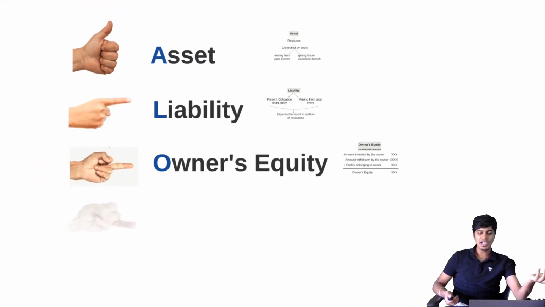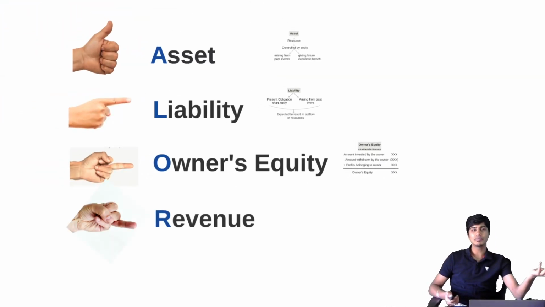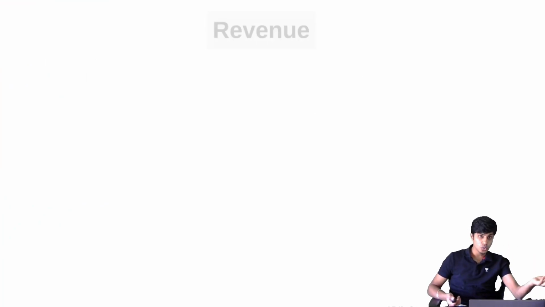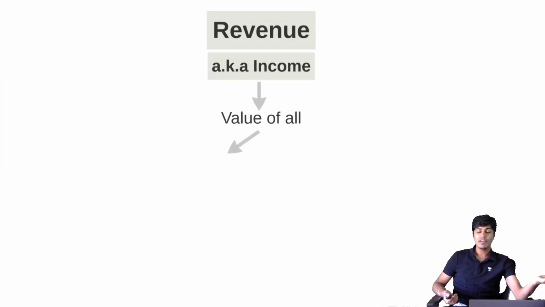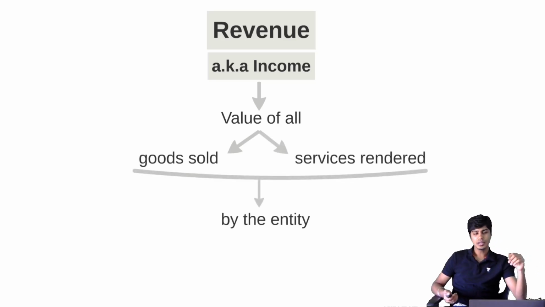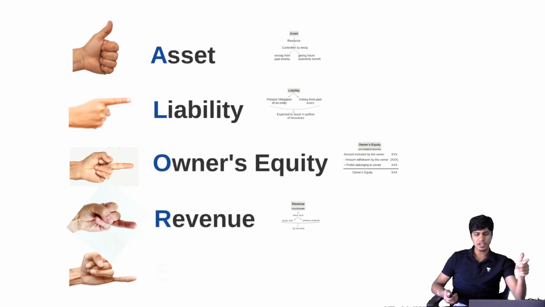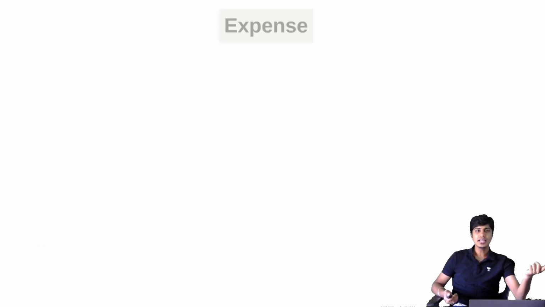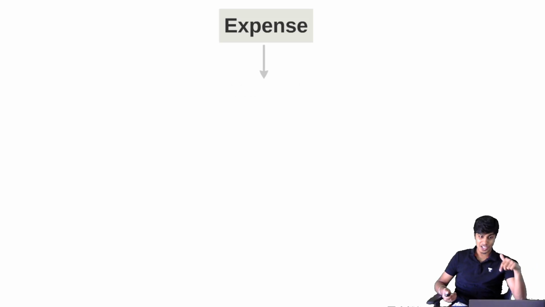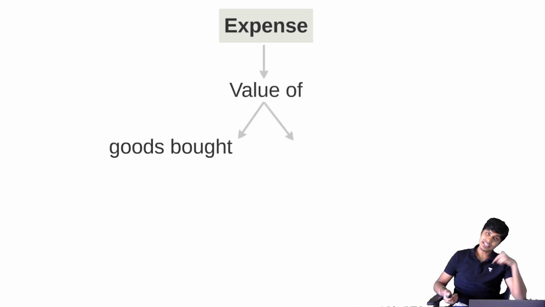And then we have the word R, which is revenue. Revenue is nothing but the amount received or receivable because you have sold goods or services. What is it? Value of all the goods sold or services rendered by the entity. And expenses, my friend, is the opposite of revenue. What is it? It is the value of all goods purchased or services taken by the entity.